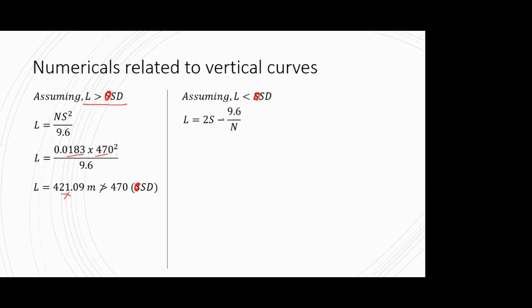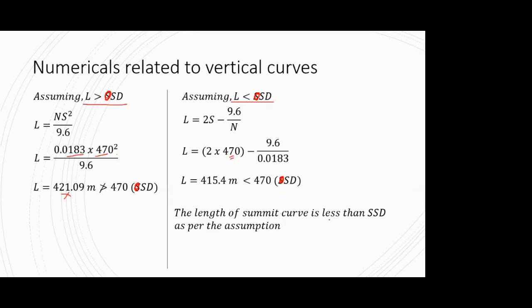Okay. So for that you have this formula, L is equal to 2S minus 9.6 upon N, and again substituting the values of OSD and deviation angle, the values remain the same. So you get length is equal to 415.4 meter, and now this value is less than your OSD value of 470. So this assumption is true, that length of summit curve is less than OSD as per the assumption, and therefore you can accept this length as your design length.